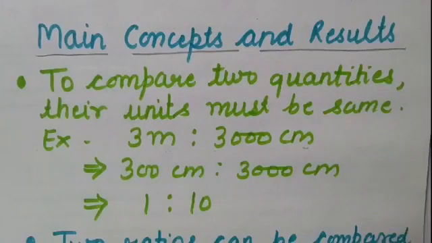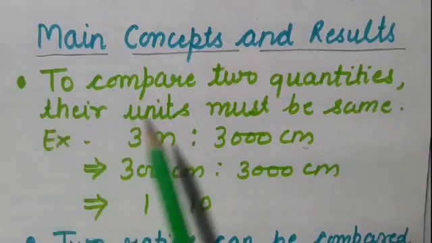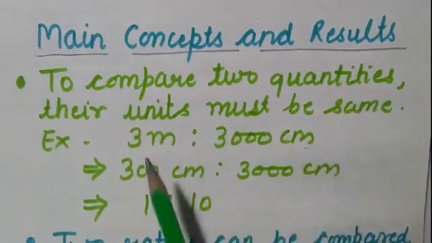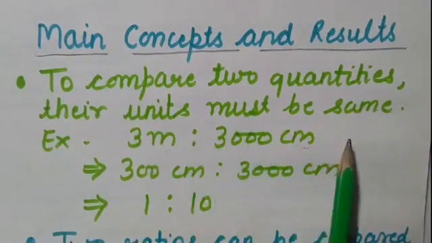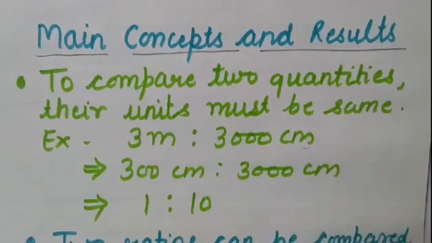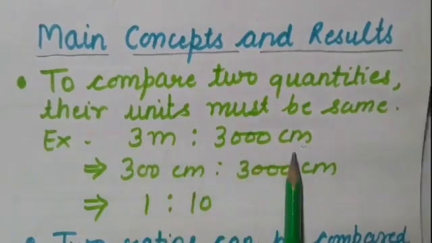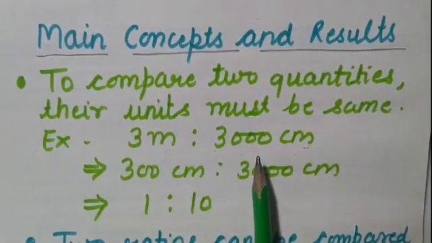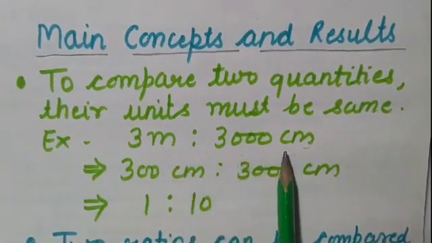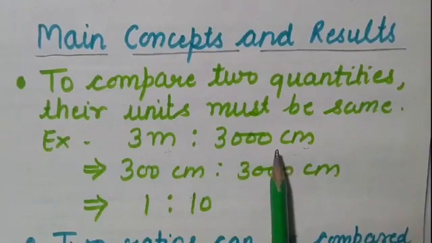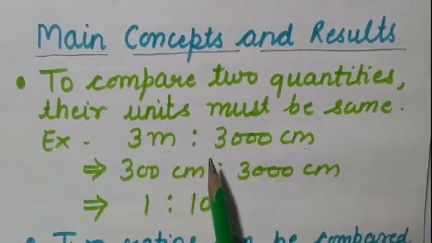The first important point is that to compare two quantities, their units must be the same. It means if you are comparing two quantities, the first thing you have to remember is that their units must be the same. For example, 3 meter and 3000 centimeter. You have to compare them, which means you have to find the ratio. Ratio is one way of comparing quantities, and another way we have learned is percentage. So first we will discuss ratios.